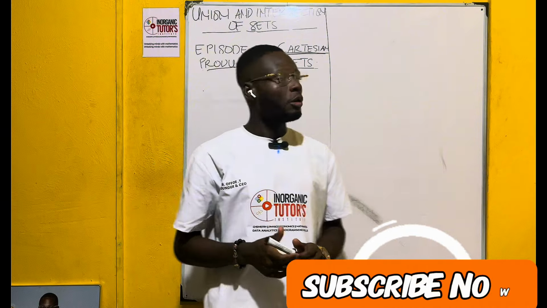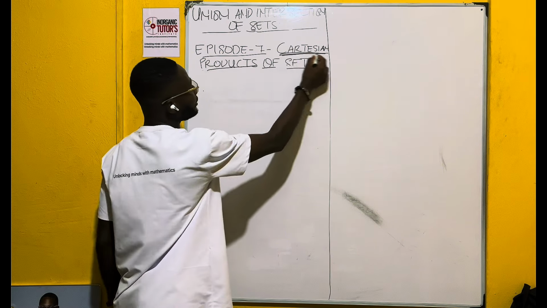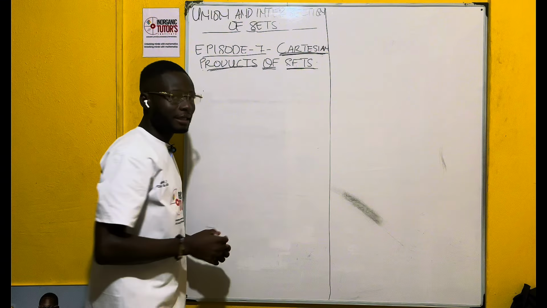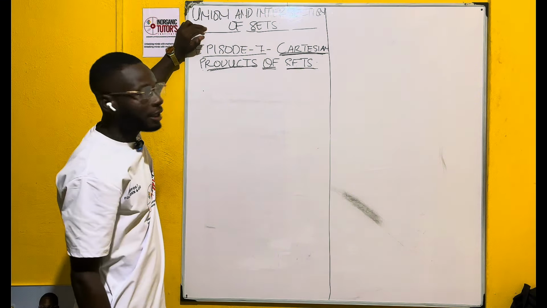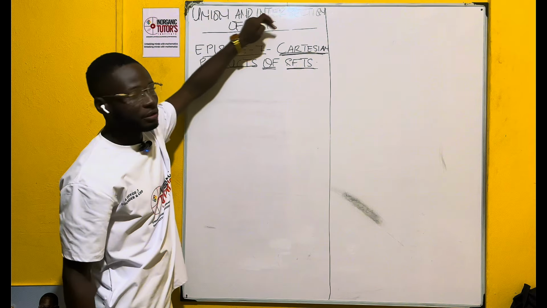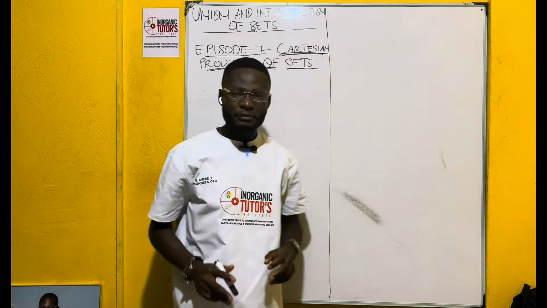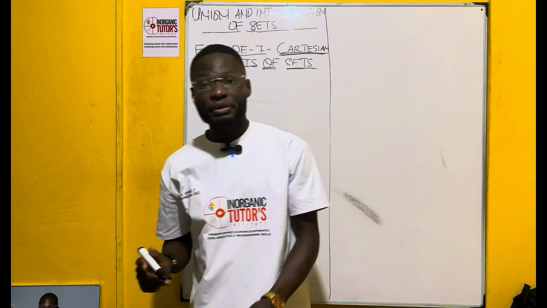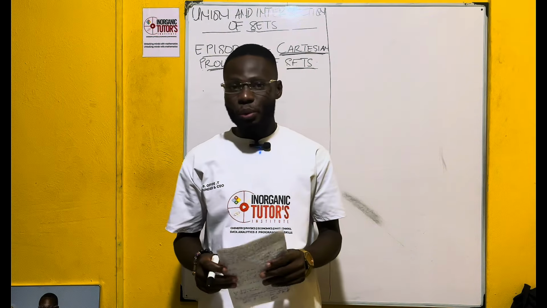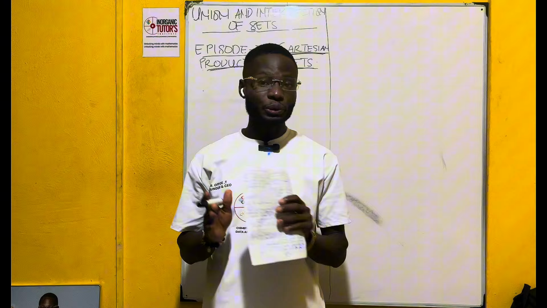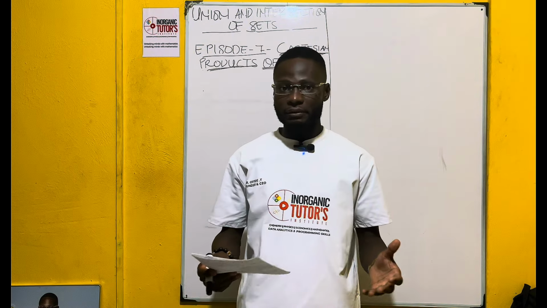In today's lecture, we are basically going to continue with episode 7, where we look at Cartesian products of a set. Remember, we are still under the big umbrella of union and intersection of sets. So far so good. We have been working with 2-set problems and 3-set problems, and we have been combining them using union, intersection, and Venn diagrams.